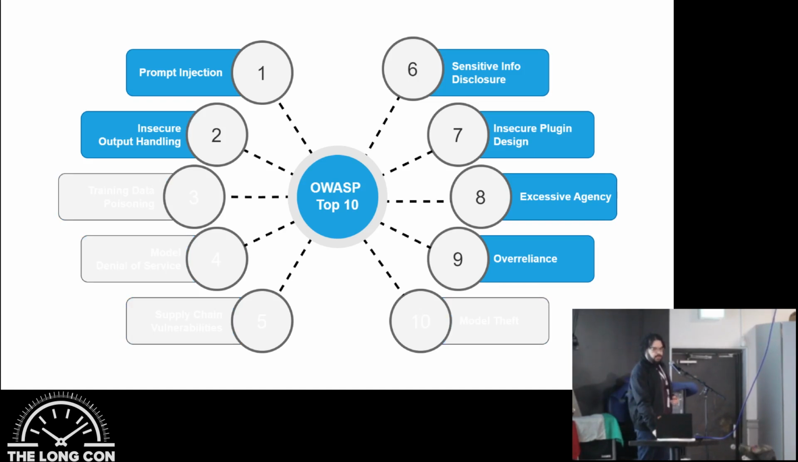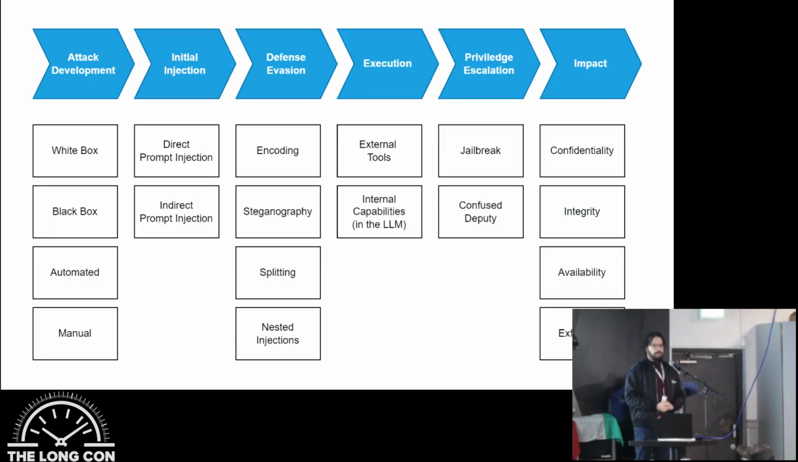I also put together the cyber kill chain for LLM applications. We start with basically attack development. A lot of times this is done privately, offline with local models, or you're performing your own research. This is done both white box and black box. You'll perform automated and manual tests. Then you follow up with prompt injections. This is typically how an attacker gets into your LLM application itself.